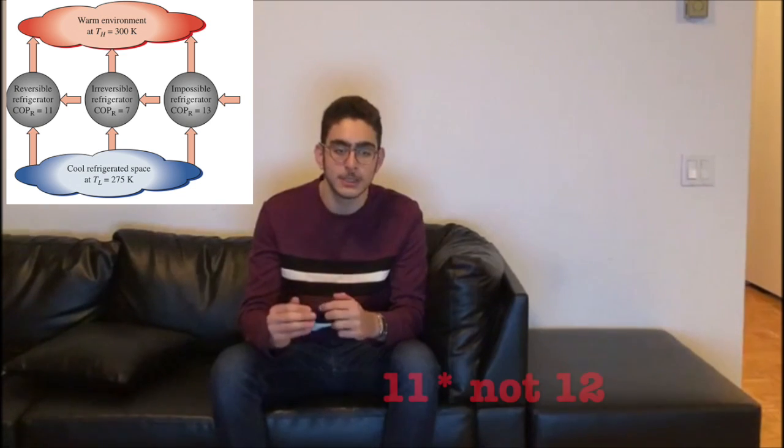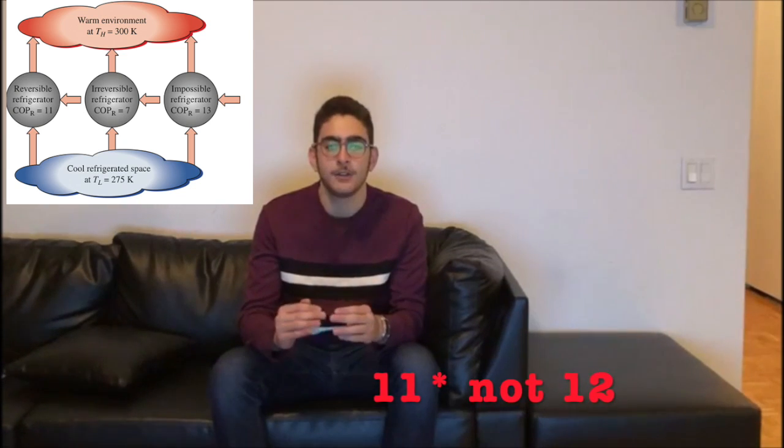If any irreversibilities occur, as in the second system, the coefficient of performance must be lower than 11. Any refrigeration system claiming to have a coefficient of performance higher than 11 and operating between these two temperature limits, as shown in the third system, would be impossible.